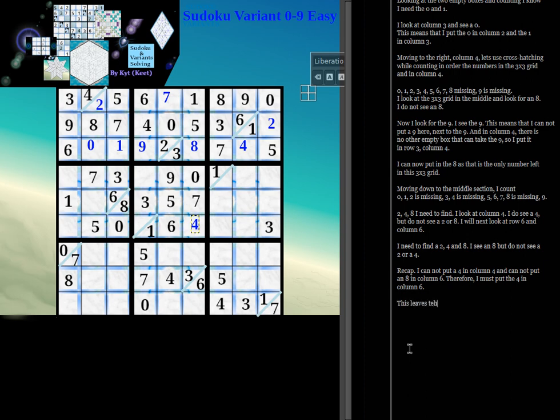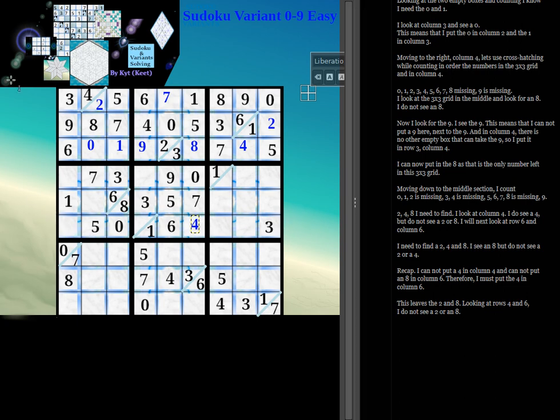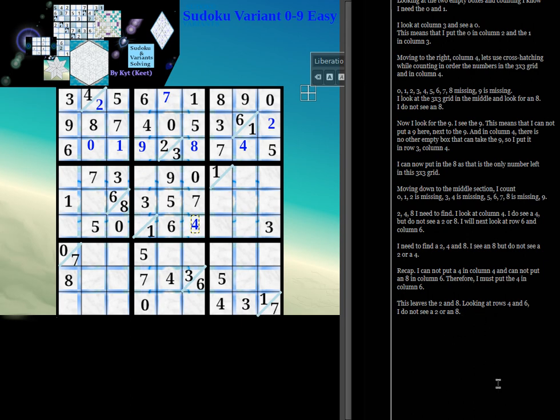Okay, this leaves the 2 and 8. Looking at rows 4 and 6, I do not see a 2 or an 8. I mark the 2, 8 naked pair in the boxes and move on.